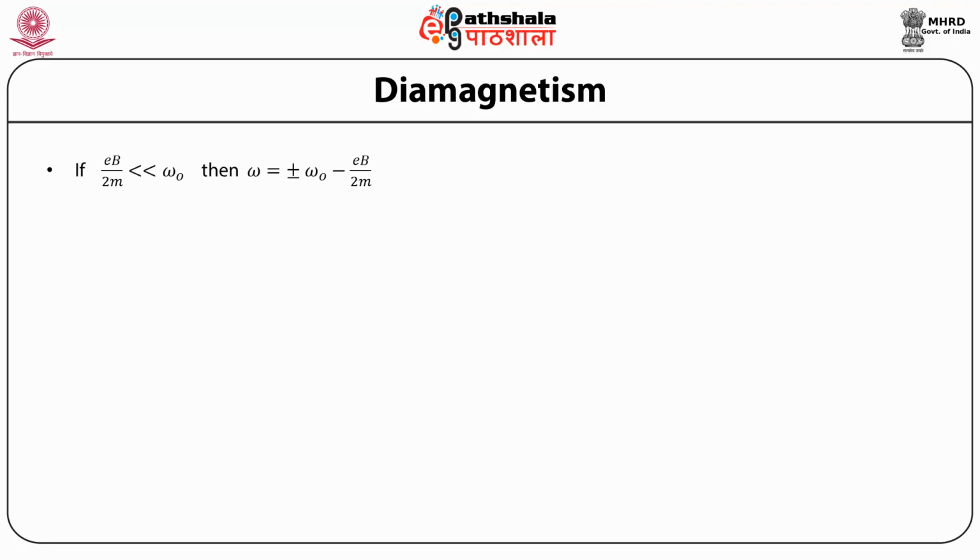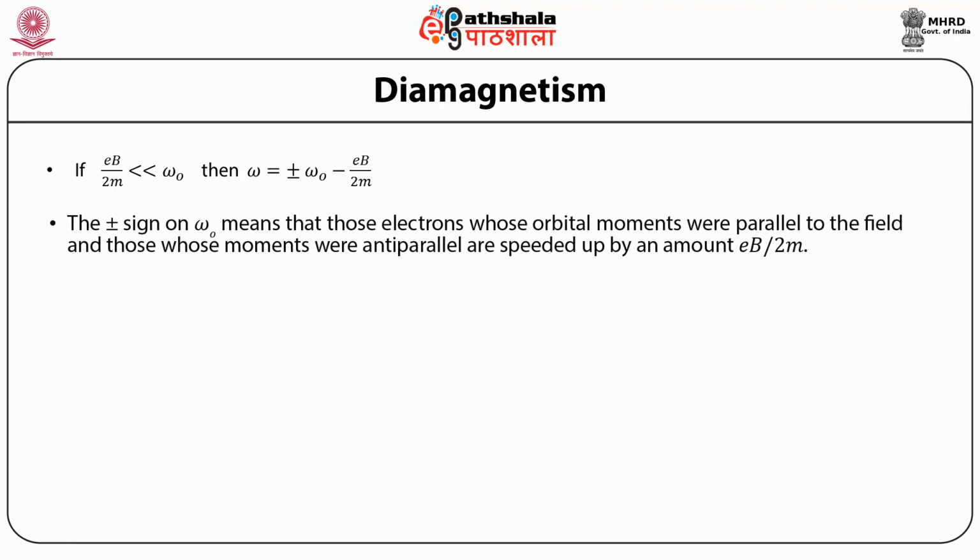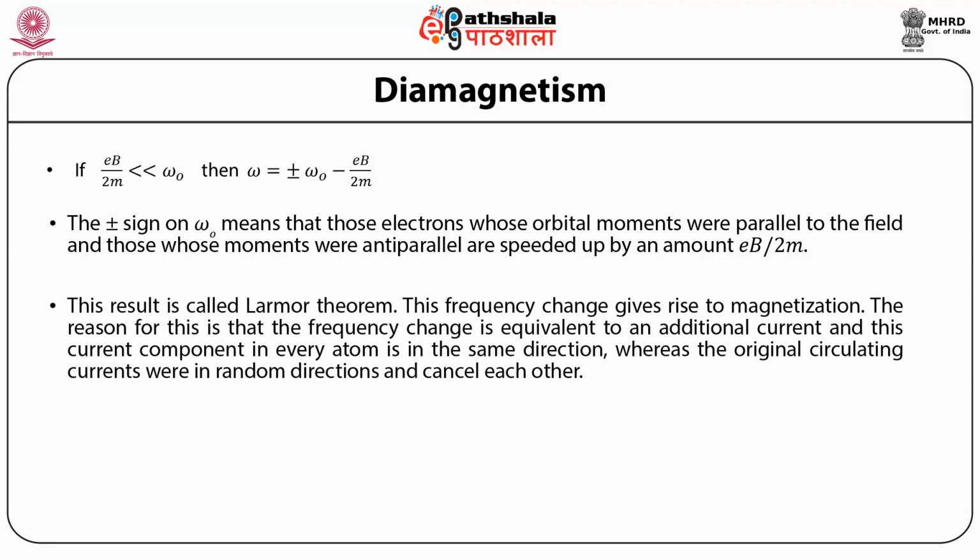If eB by 2m is less than omega naught, then omega comes out to be plus minus omega naught minus eB over 2m. Plus minus sign on omega naught means that those electrons whose orbital moments were parallel to the field and those whose moments were anti-parallel are speeded up by an amount eB by 2m. This result is called Larmor theorem. This frequency change gives rise to the magnetization.